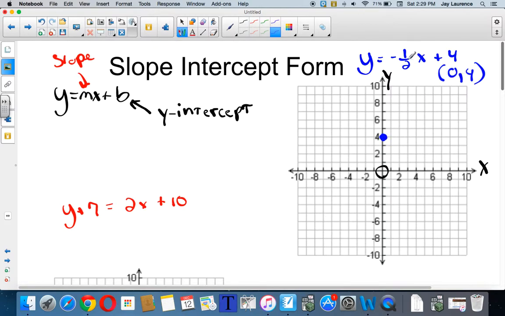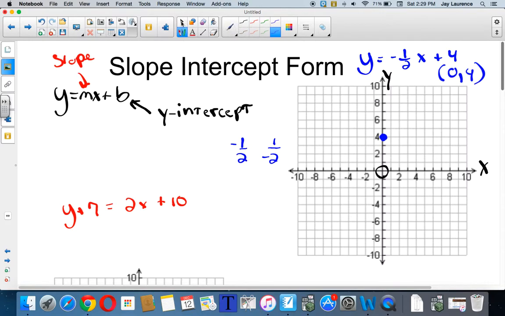And then I use my slope. Now my slope is negative 1 over 2, or I could use 1 over negative 2. They mean the same thing. I can't make them both negative, then my fraction wouldn't be negative. My numerator is my rise number. My denominator is my run number.